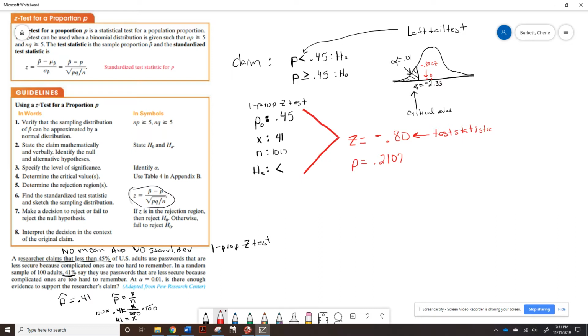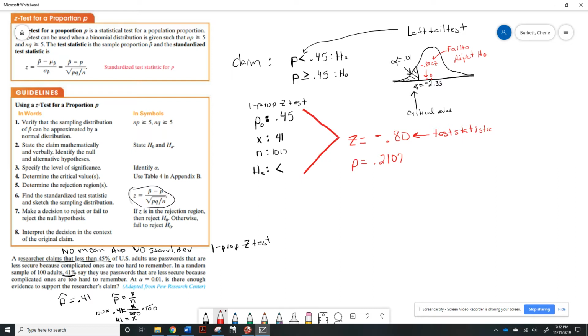So this over here is reject. This over here is fail to reject. And remember, the only thing we test is the null hypothesis. So we fail to reject H sub 0.